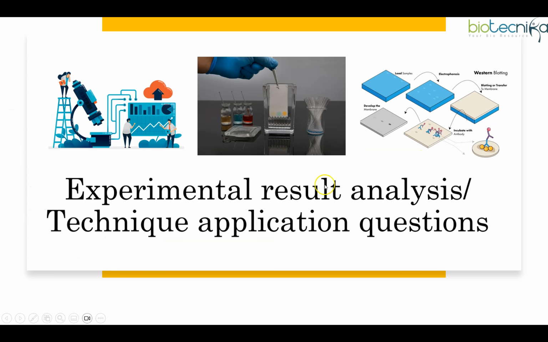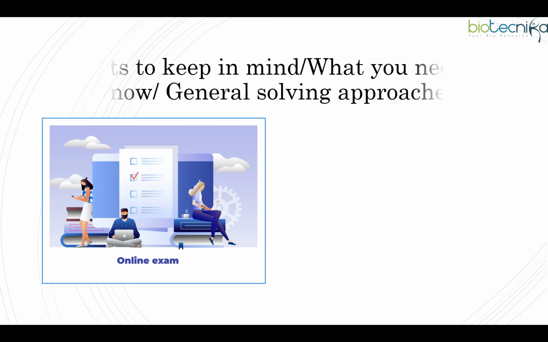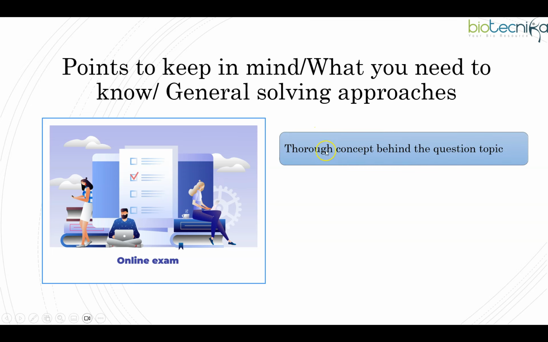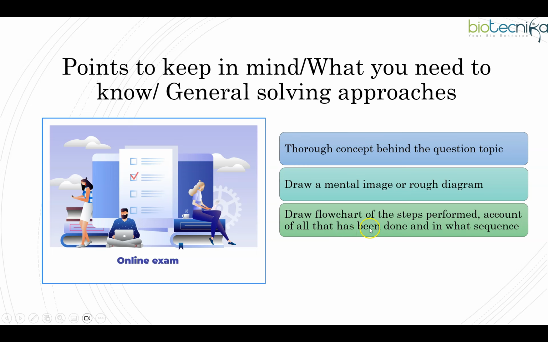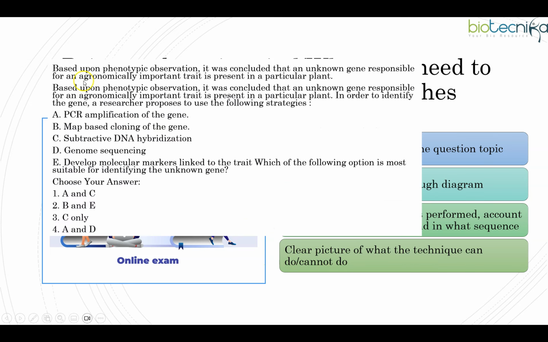Now next type of questions are experimental result analysis or technique application questions. So this will be very applicable in any of the units you can have, but more you will see from unit 13 area. Okay. So what points to keep in mind, what you need to know: general solving approaches, thorough concept behind the question topic. Whatever is the question, you have to draw a mental image or a rough diagram of the entire process. And then if required, you can draw the flowcharts of the steps which are performed, an account of all that has been done and in what sequence. And finally, you should have a clear picture of what the technique can do or cannot do.